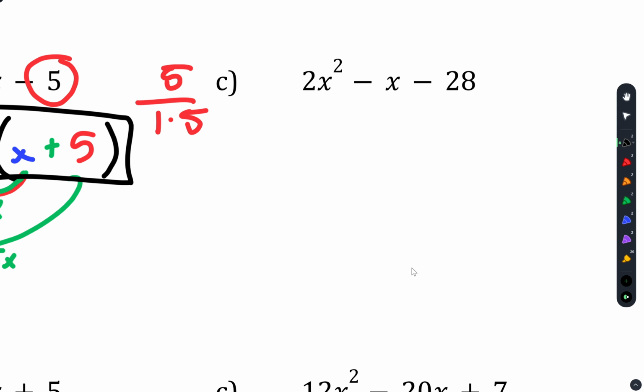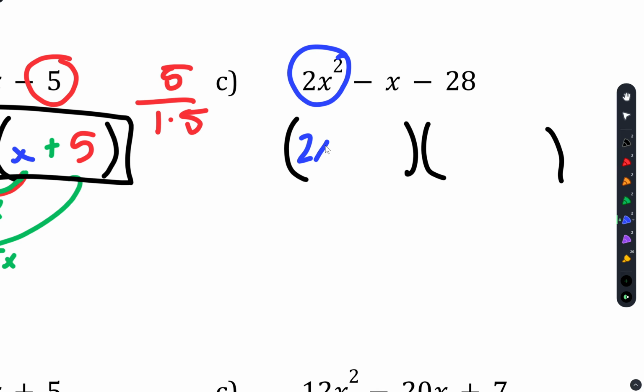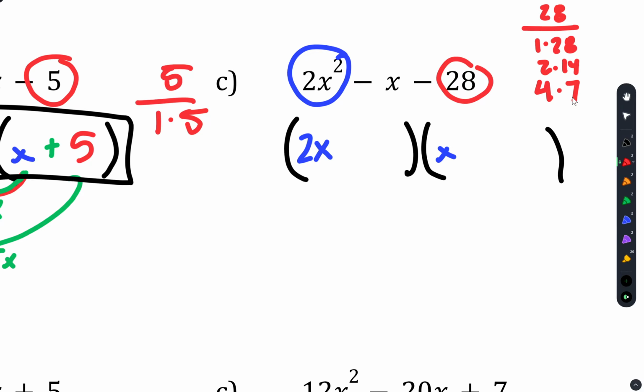Again, we're looking for a GCF. I don't have a GCF, so I'm going to switch to my bubbles. 2x squared is 2x times x, and there's quite a few factors of 28. 1 and 28, 2 and 14, not 3, but 4 and 7. And I think we got them all.